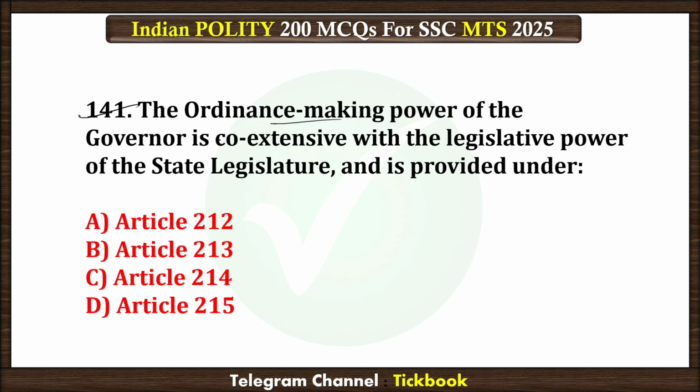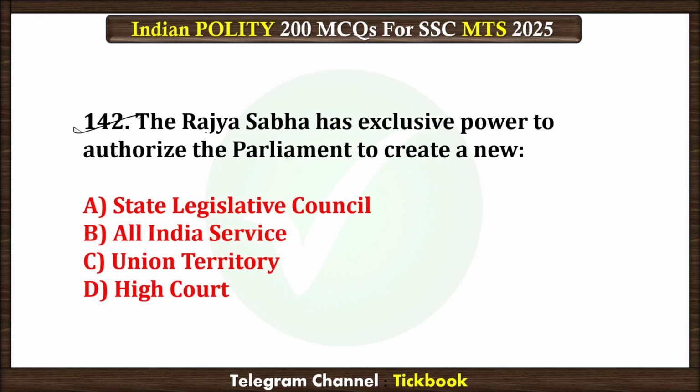141. The ordinance making power of the governor is coexisting, extensive with the legislative power of the state legislature and is provided under number B, Article 213. 142. The Rajya Sabha has exclusive power to authorize the Parliament to create a new option number B, All India Service.